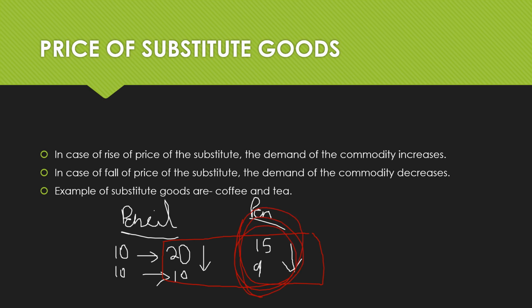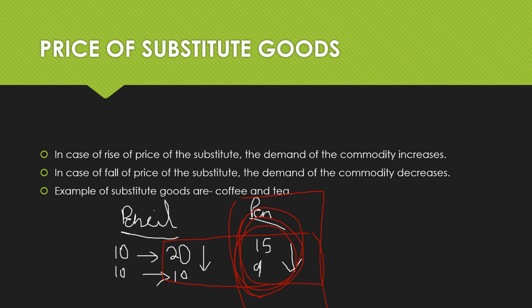In this particular determinant of demand, we're trying to show how the price of a substitute good, that is how the price of a pen, is having an impact on the commodity in question. In this case, it is the pencil, right? And the same thing happens vice versa.